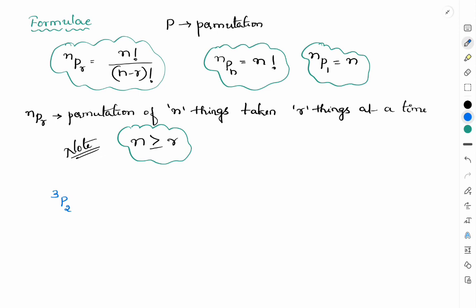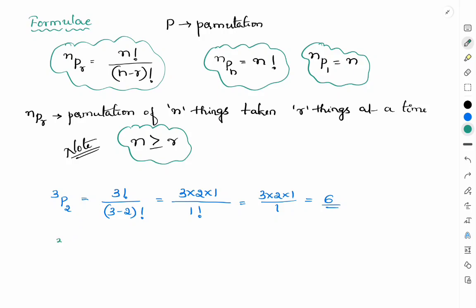Now let me take an example that we need to find 3P2. This means permutation of three things taken two at a time. This is n factorial, means 3 factorial divided by 3 minus 2 factorial, which is 3 into 2 into 1 divided by 3 minus 2, that is 1 factorial. So 1 factorial is 1. So we get 3 into 2 into 1 divided by 1, which is equal to 6. This is how you can apply the formula.